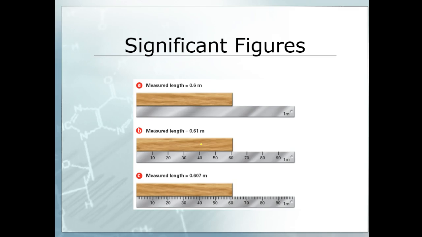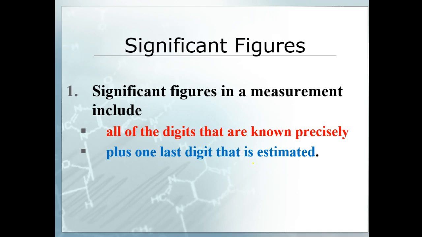All right, so let's take a look at these measurements. If I say that this measured 0.6 meters, these are all exactly the same, right? But if you look here, we're thinking it's 0.61, but according to this, we know it's not quite 1, it's at 0.607 meters. So this shows us our degree of uncertainty.